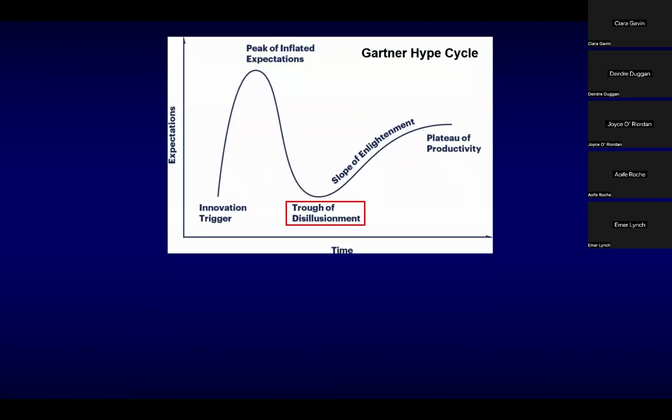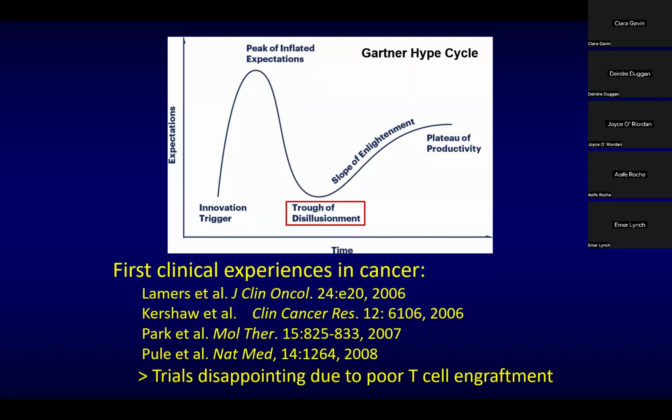Now, I showed you the innovation trigger in the 1980s, and there was great excitement and start of clinical trials in the late 1990s and in cancer, but those first trials in cancer were disappointing due to poor T cell engraftment. And so we entered a trough of disillusionment. I think we're now somewhere between the slope of enlightenment and the plateau of productivity.